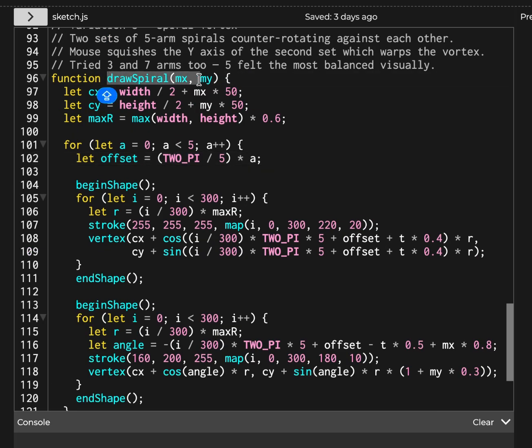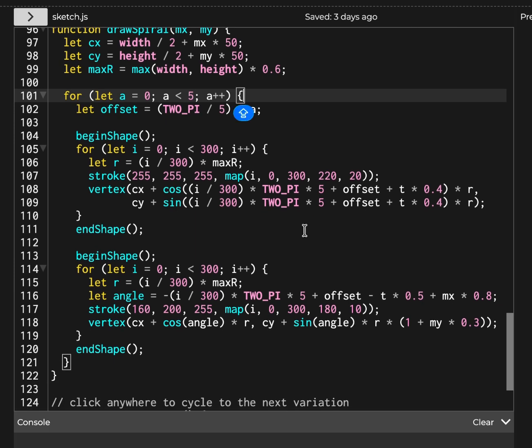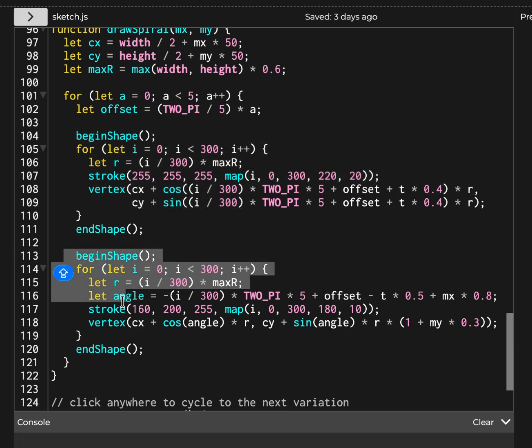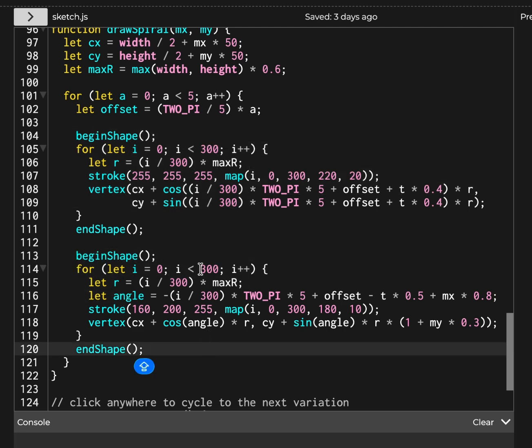Variation 3, drawSpiral, loops 5 times for 5 arms. Each arm draws two shapes. The first rotates clockwise using positive t, the second counterclockwise using negative t. The radius increases again with each step, so it spirals outward. The mouse multiplied by 0.13 on the y of the second system is what squishes and warps it.